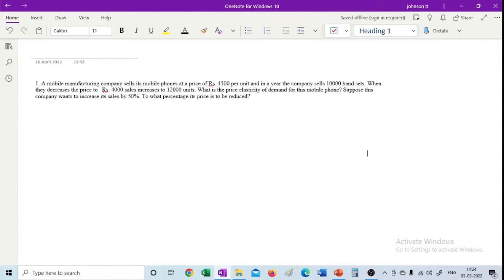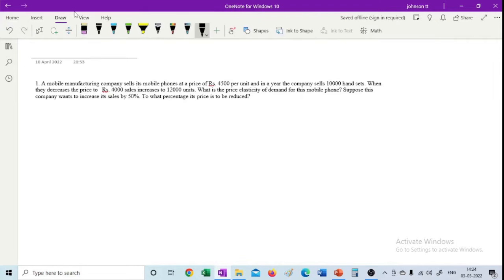So we can apply the first formula, that is, EP equals P by Q into delta Q by delta P. So here P is the initial price. So P equals 4,500, and Q is the initial quantity. So Q equals 10,000, and the final price is 4,000. So delta P equals final price minus initial price. So that is 4,000 minus 4,500, that is equal to minus 500.